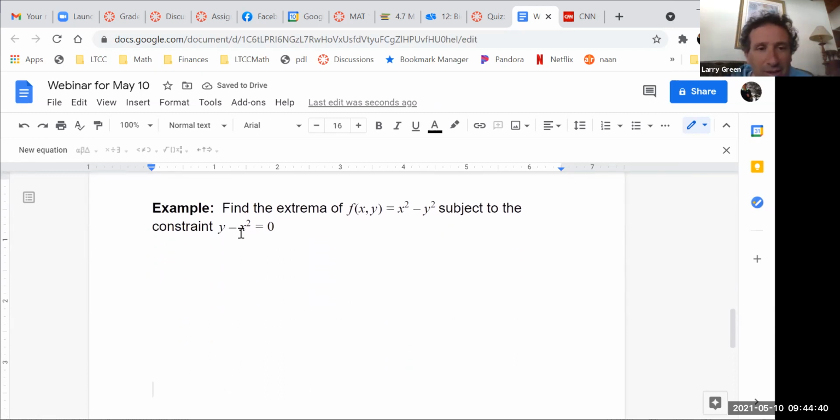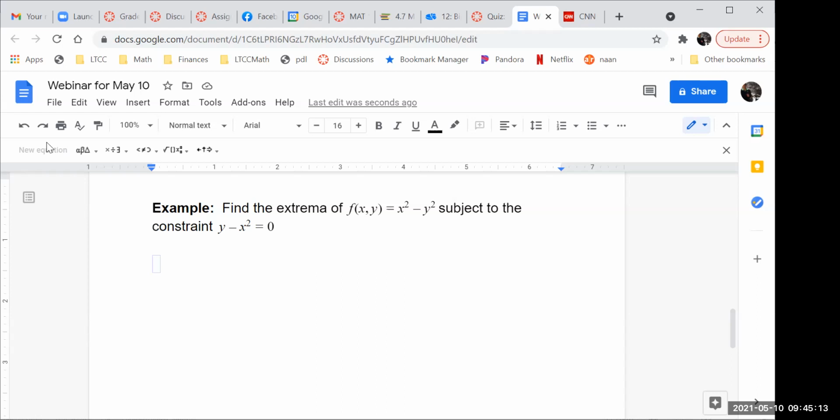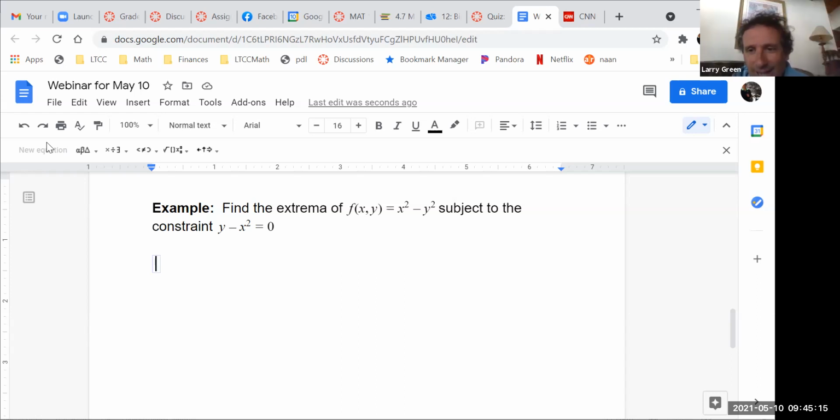So the question is, find the extrema of f(x,y) equals x squared minus y squared, subject to the constraint y minus x squared equals 0. And we're going to use Lagrange multipliers. You could do this without, actually. This one's not a hard one without. But what do we do? What we've been doing for the last week. What do we need to find? Second derivative? Yeah, but I'm looking for a 4-letter word. Yeah, grad. Gradient.